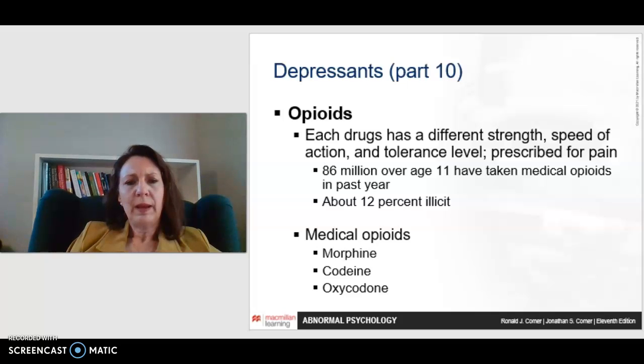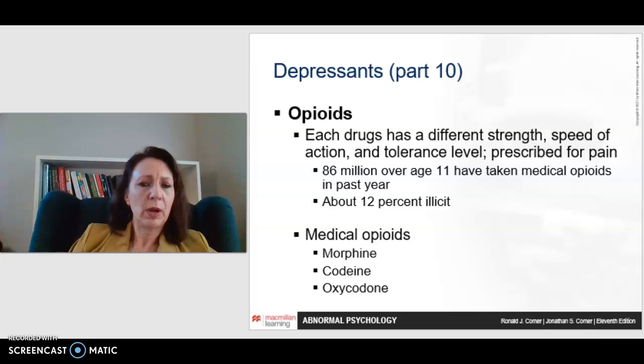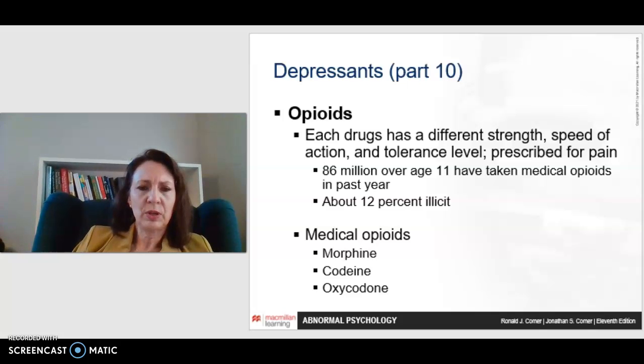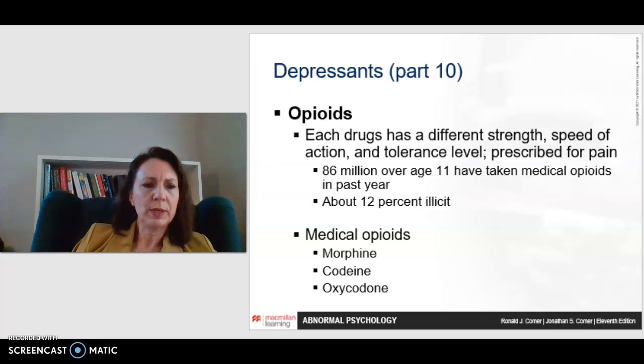Opioids have different strengths, speeds of action, and tolerance levels. They are prescribed primarily for pain. 86 million over age 11 have taken them in the past year, 12% of those being illicit. And there are these three classes of medical opioids.